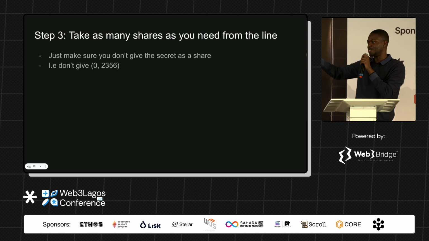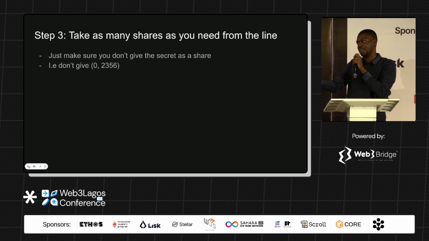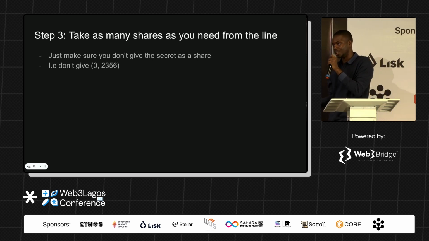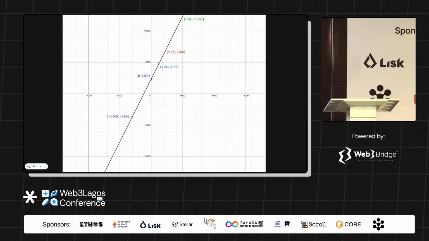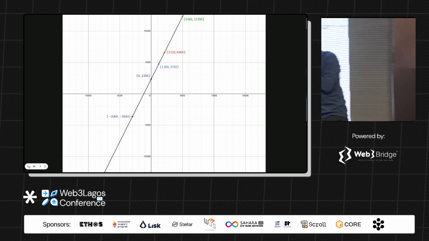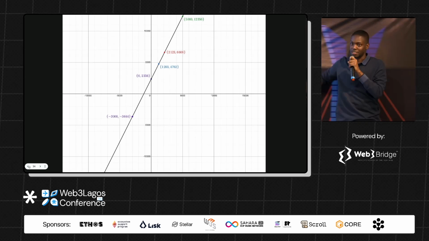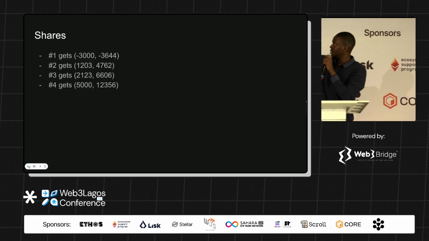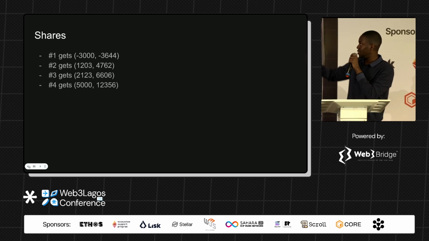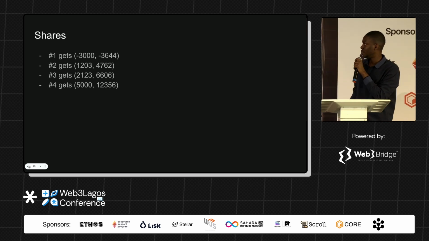It doesn't make sense to give someone 0, 2356 because you are basically giving the code. So you need to give everything other than that particular point. Exactly. So we can imagine that the first person gets that, the second person gets this, the next person gets this, and the next person gets this, except for the secret. So the secret is still hidden. These are the shares. The first person gets minus 3,000, and so on, and that's the fourth person done.